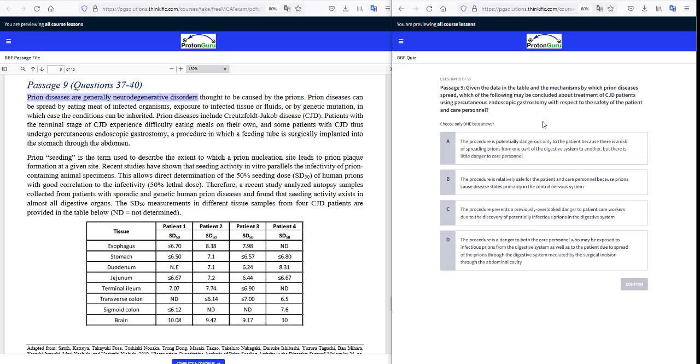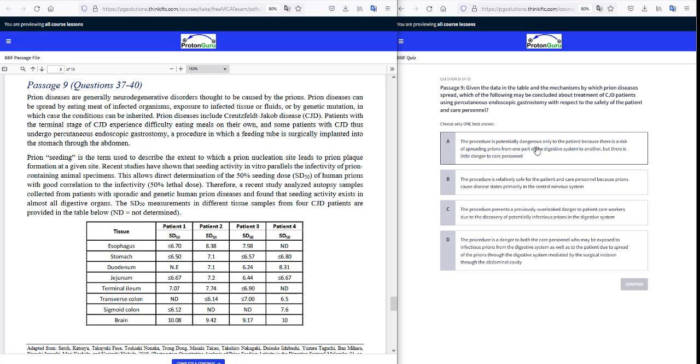So to figure this out, we have to go over to the passage and look at where it mentions this process. It mentions this treatment procedure by name. It's a procedure in which a feeding tube is surgically implanted into the stomach through the abdomen. So we have a lot of information about digestive tissue here, including the stomach, and we're trying to put a tube into that area. With that information, let's look at the potential answer choices.